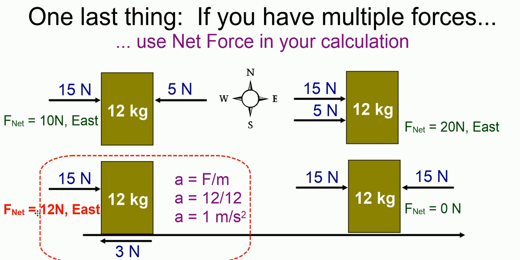So simply, all we do when we have multiple forces is use the net force. We use that 12. It's 12 newtons of force, and the mass is 12 kilograms, so we'll get an acceleration of 1 meter per second squared. The point is, if you have more than one force, get the net force first and then use that.